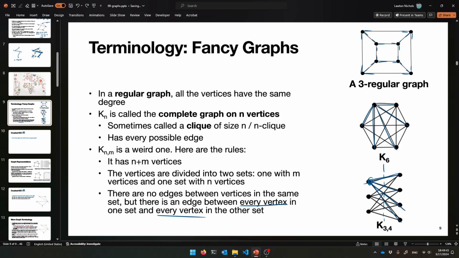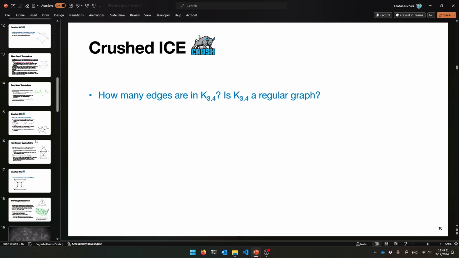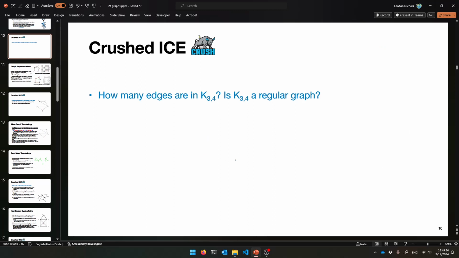So here is the terminology. We're talking about K3,4 right now. You tell me. All right, so how many edges are there in K3,4? Is K3,4 a regular graph? Well, let's draw it again. Doesn't hurt to draw it.